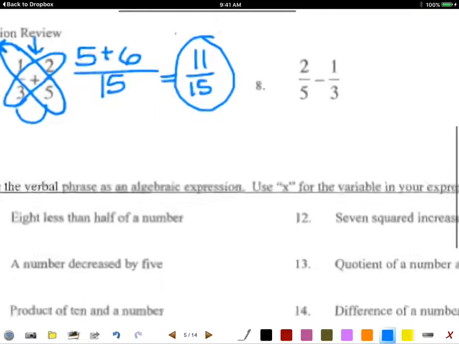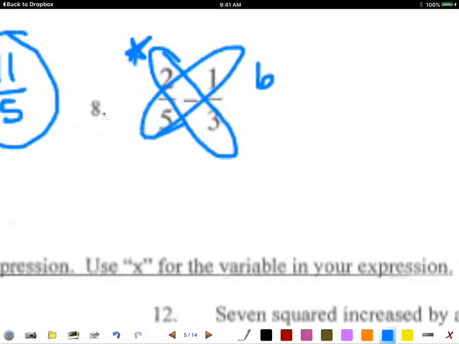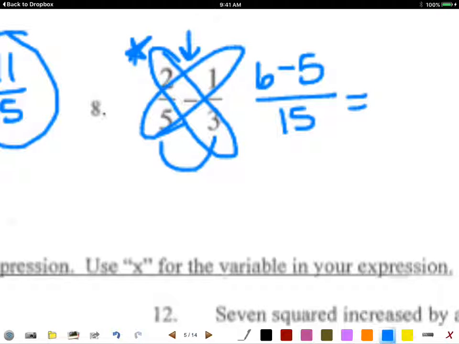Okay, let's do another one. Different denominators, so start up here in the left corner. 2 times 3? 6. 5 times 1? What do I put in the center here? Because there's a minus in this problem. Where does the denominator come from? The two bottom numbers, the two denominators. 5 times 3? Okay, so that gives me 1 over 50. There you go.